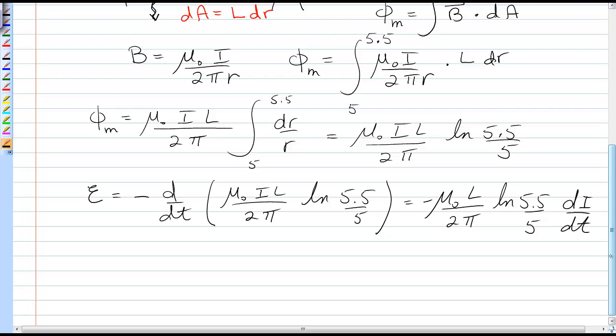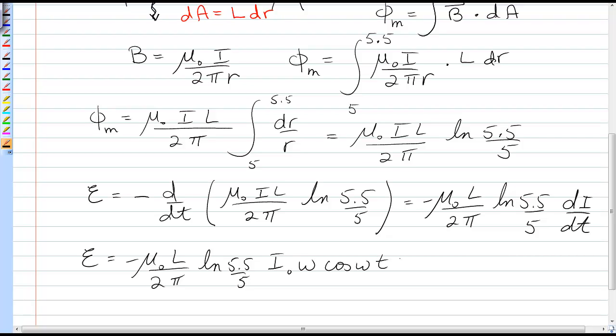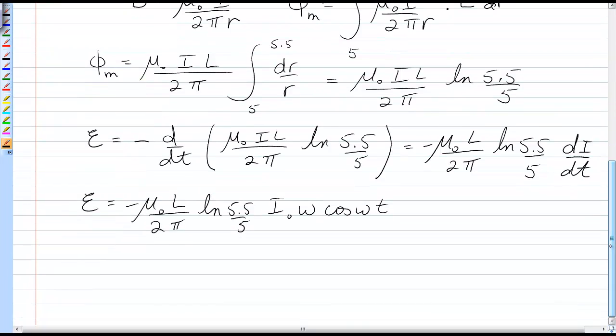Okay, so I is equal to I naught sine omega t, so the derivative of the sine is a cos, and so we have I naught omega cos omega t, where I've just used that the derivative of I naught sine omega t is I naught omega cos omega t. Okay, now that is the voltage in the loop of wire as a function of time.